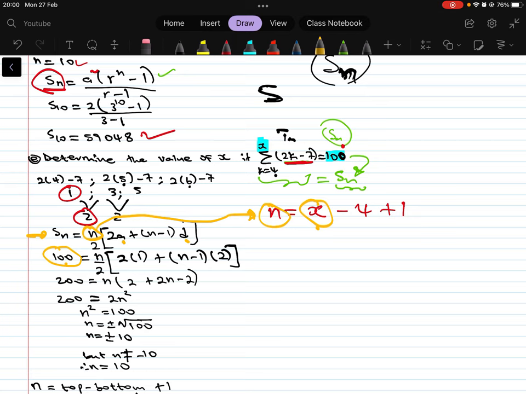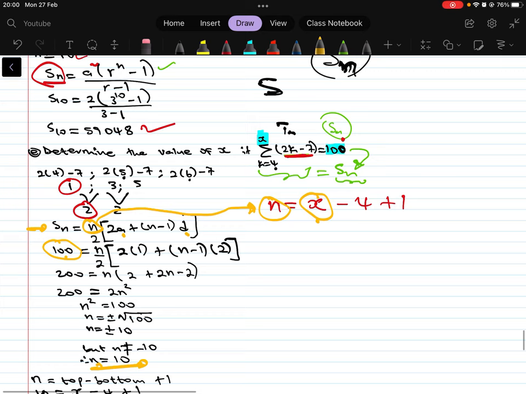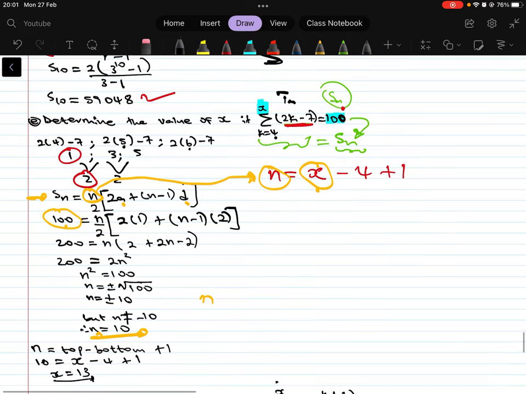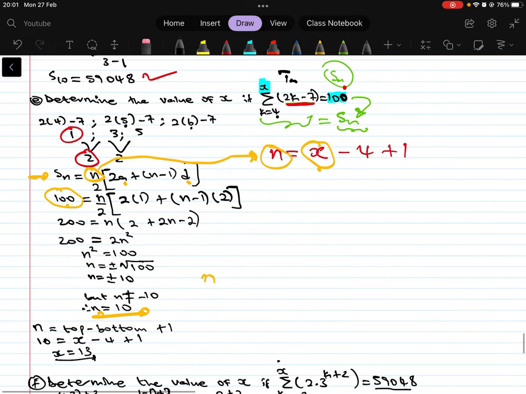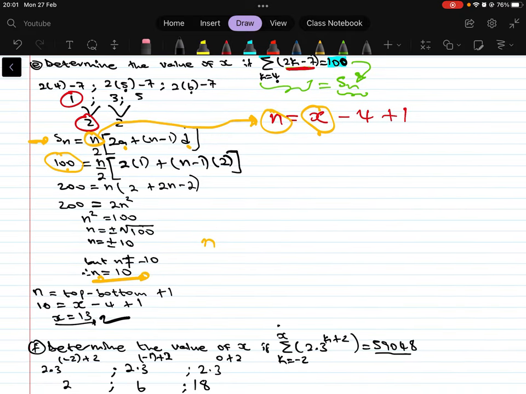After solving for n, I got to this point that n could either be plus or minus 10, but we know that our n cannot be negative because it represents the number of terms that are being added together. So it cannot be negative. When you say you are adding terms, you can't say I'm adding negative 10 terms. That doesn't make English sense at all. So we will take the positive value of n and say n is actually equal to 10. So now that our n is 10, we go back to that part, top minus bottom plus 1, then we solve for x, then we are done.